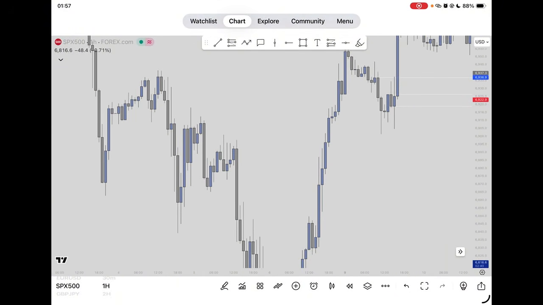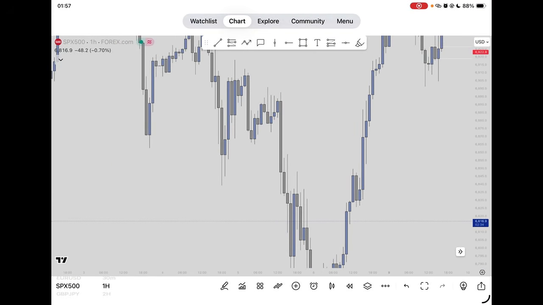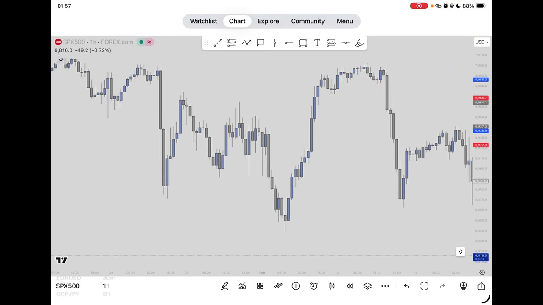Just like any key level that has been tested before, price will most likely come back to use it again. Do you understand? The only time you can consider that there's no key level that was tested before is when you can say, okay, let's move on to the next. Do you understand?